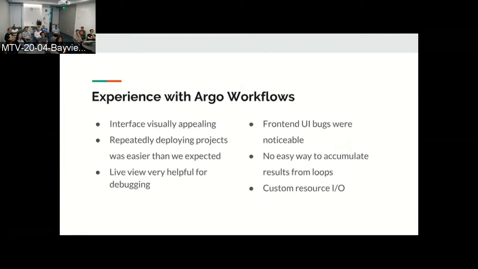Also, we noticed when you're using Argo loops, there's no straightforward way to accumulate the results from each step in the loop. So we had to use a persistent volume claim to do that. And for the custom recursive, sometimes getting inputs in and getting the outputs out was a little bit hard, but it was still possible. You just had to do a couple of workarounds.